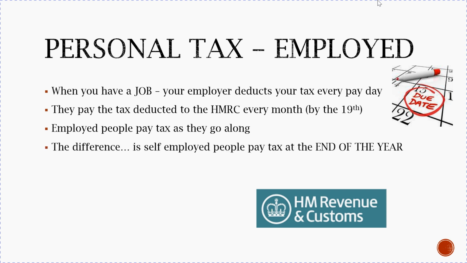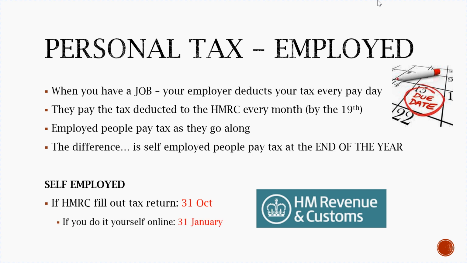The difference between the employed and the self-employed is that the self-employed people pay their tax at the end of the year. So if you fill out a tax return and you want HMRC to calculate your figures, and some people still do a paper return but they're trying to stamp them out, your deadline is the 31st of October. But for the vast majority of people who file online and do it themselves, they have until the 31st of January.